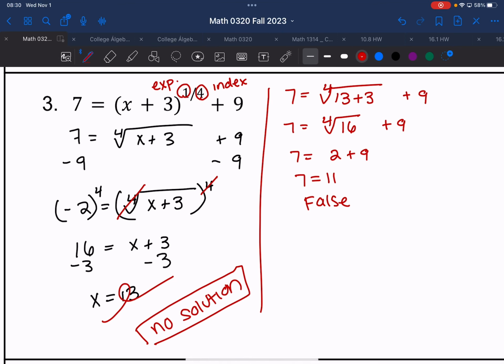You would not have found that the answer was no solution if you did not check your work. Okay, so this would be a big one on the next exam. If you leave it at x equals 13, I know right away that you didn't check to see if it's a true or false statement.